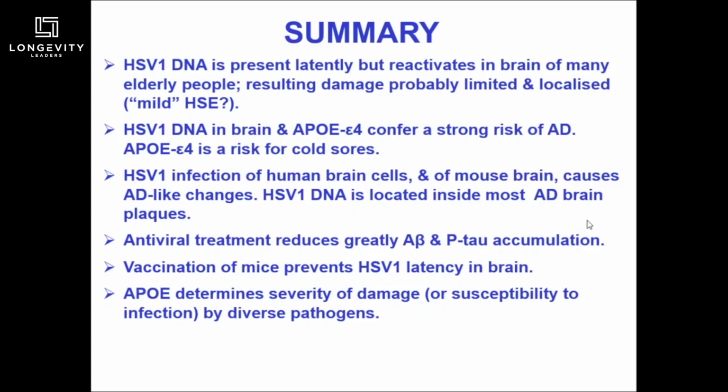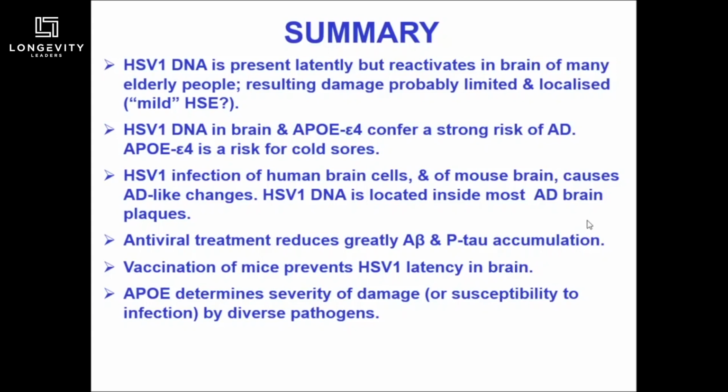The next thing is antiviral treatment reduces greatly the accumulation of A beta and P tau in virus-infected cells. Then there are two things that I didn't have time to show, but are pretty important. We did a study in collaboration showing that vaccination of mice prevents HSV1 latency in brain, which was very interesting. Unfortunately, there's no good vaccine for humans yet. If there were, that would be an enormous advance, because vaccination prevention is far better than treatment.